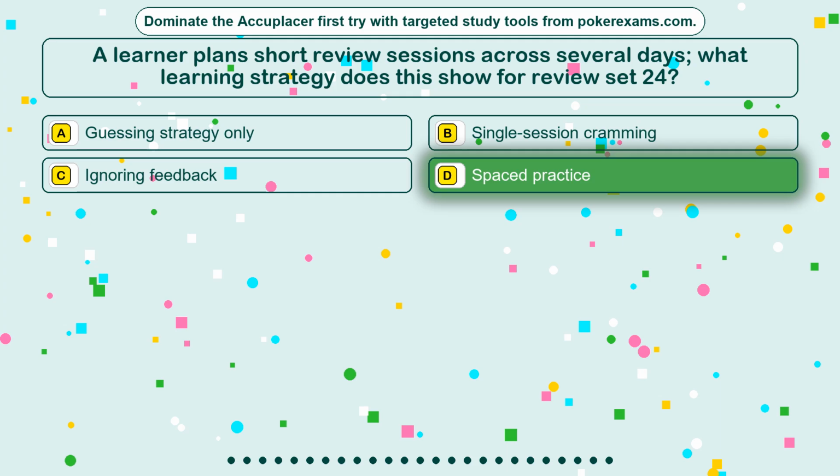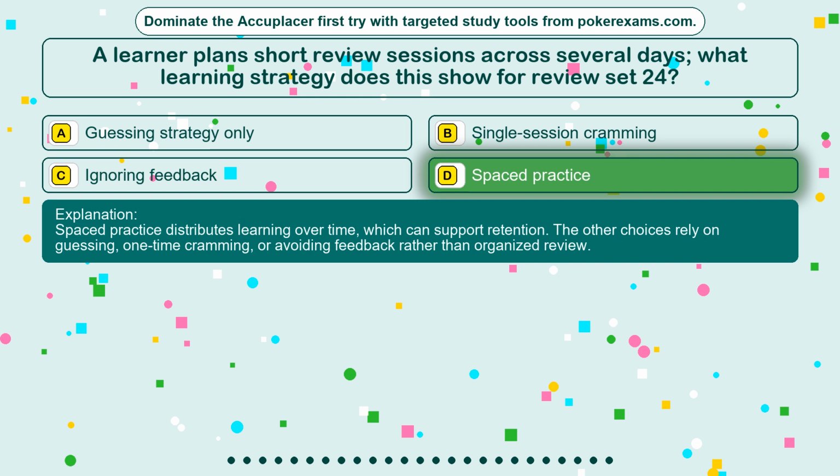The correct answer is option D. Spaced practice. Spaced practice distributes learning over time, which can support retention. The other choices rely on guessing, one-time cramming, or avoiding feedback rather than organized review.